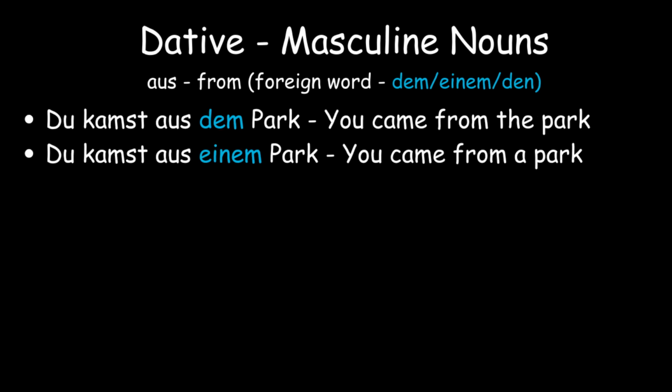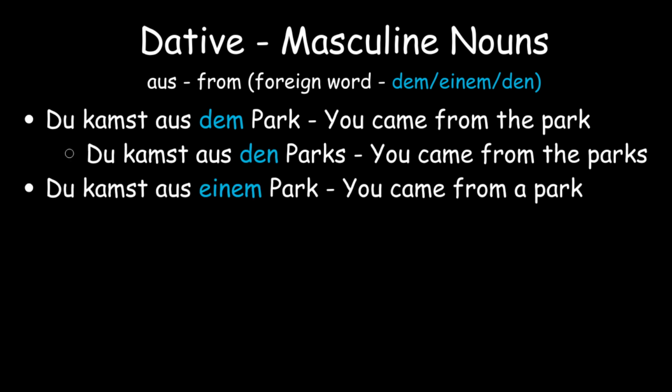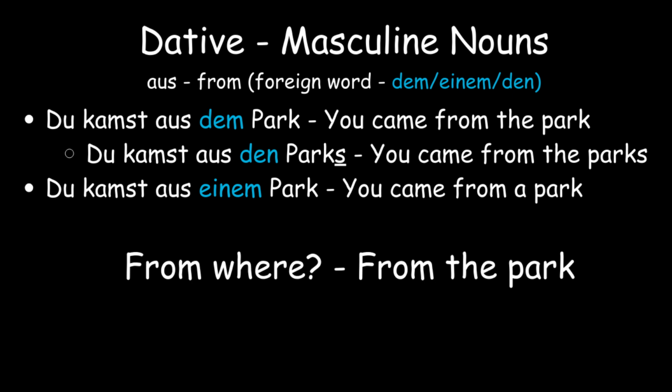Here we have a preposition that works in the dative. Du kommst aus dem Park. Du kommst aus einem Park. To pluralize it, change the article and noun. Du kommst aus den Parks. In this case, we do not need an extra N because Parks already ends in S. It's dative because of the preposition and articles, and we can even ask from where, which further shows that the sentence is dative.